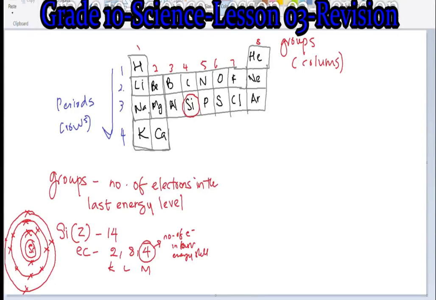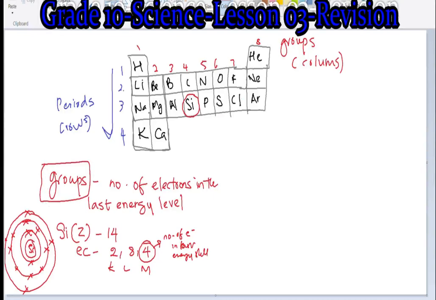If you take any element, whatever group it is under, that group number is the number of electrons in its last energy level, no matter what the energy level is. It could be K, L, M or N. So that is the information we get through the groups.